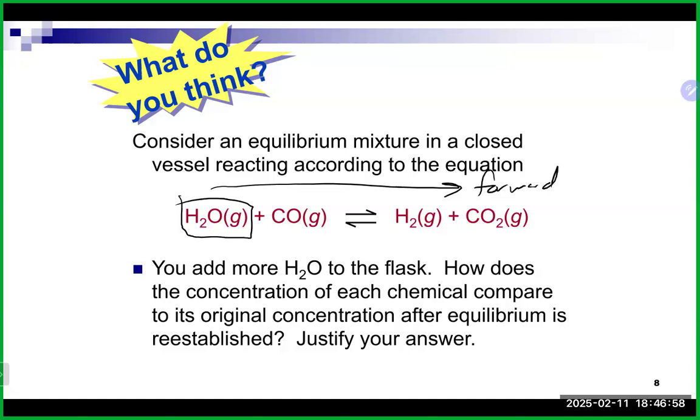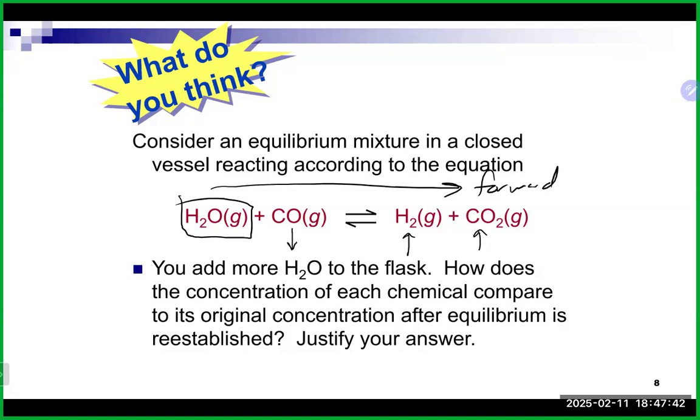And because it kicks off the forward direction, should the concentration of H2 go up, go down, or stay the same? It should go up, right? Because if we're going in the forward direction, we're making more products. So we should see the H2 concentration go up. How about the CO2? It should go up as well, right? It's also a product. How about the carbon monoxide, the CO? What should happen with that one? It should decrease, right? Because the only way to make products is to use both reactants in this example. We need both of those to make our products. We should start to see the CO go down.